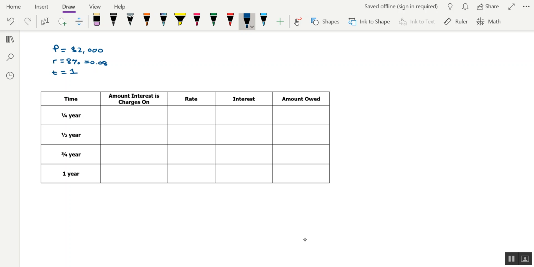I'm going to introduce another variable here, lowercase n, and I'm going to set this variable equal to 4, meaning that interest is charged after each quarter year. So there's going to be interest charged within this 1 year, and the total amount of times that it's going to be charged is 4 times. So this n equal 4 will mean that interest is charged quarterly.